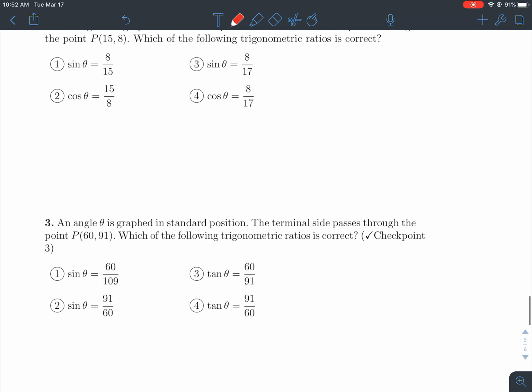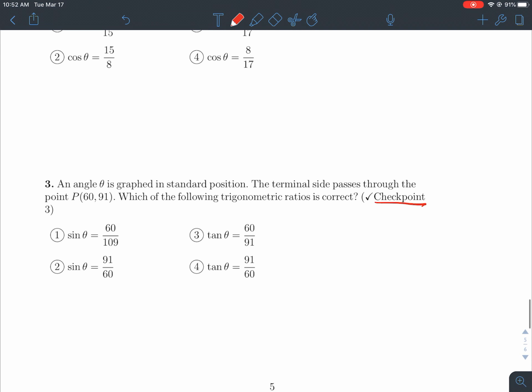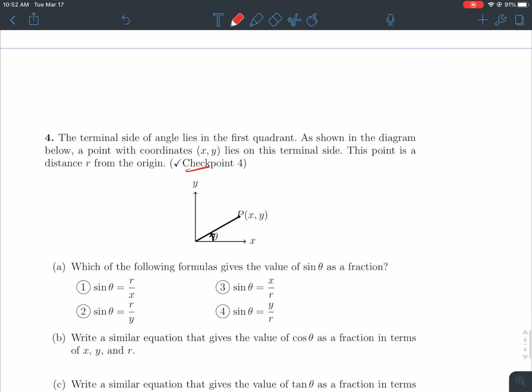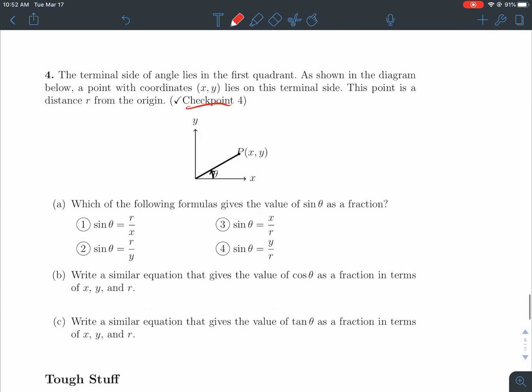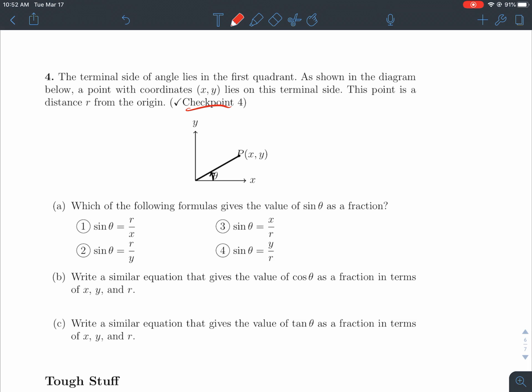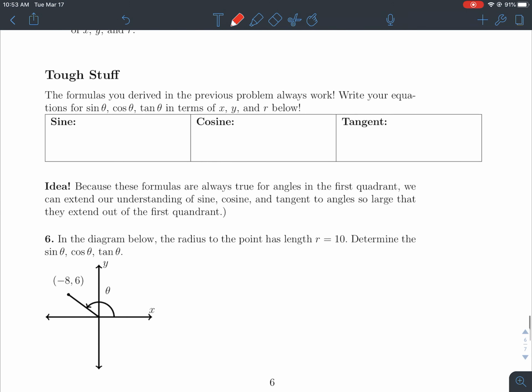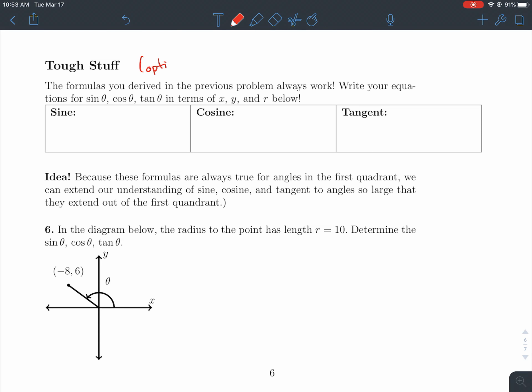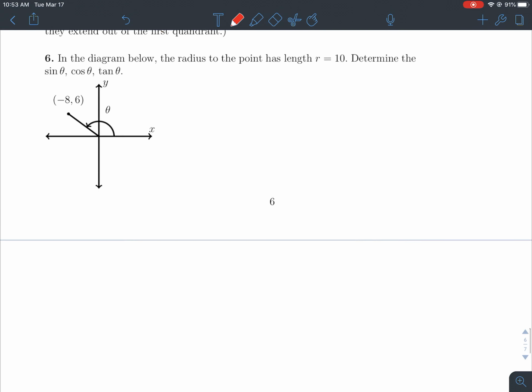Make sure you do all the problems. You're going to earn a couple of checkpoints here. So checkpoint 2, checkpoint 3, checkpoint 4. And I think checkpoint 4 is a pretty remarkable problem because we take away all of the numbers in the problem. This is the key problem in the whole lesson that's going to lead us to where we need to go in the next lesson. So spend some time with this one, even if it's a little difficult at first. It's very important. All right, and then there's some tough stuff, which is optional, of course.